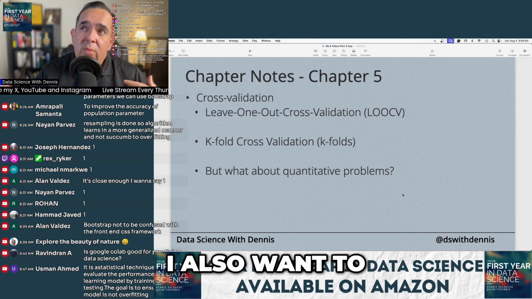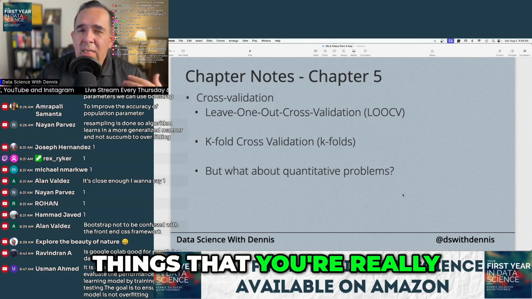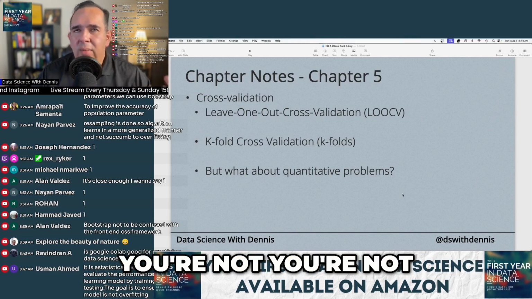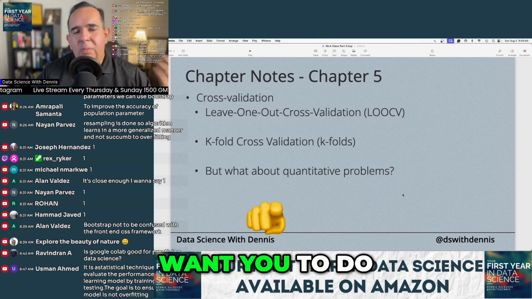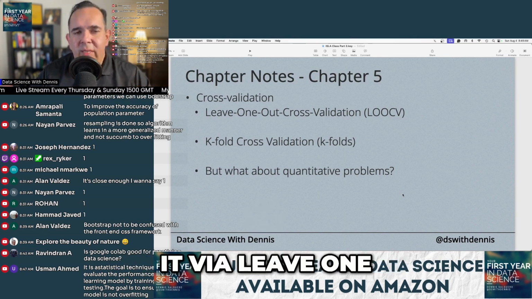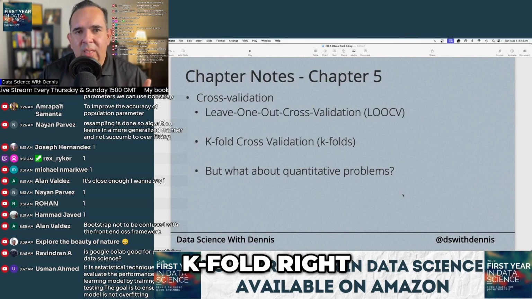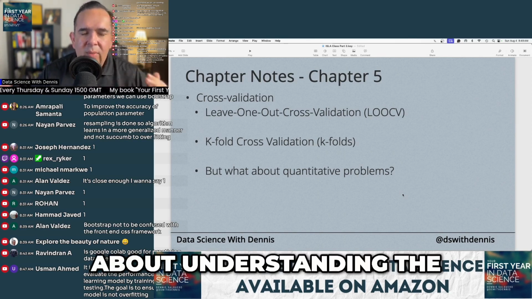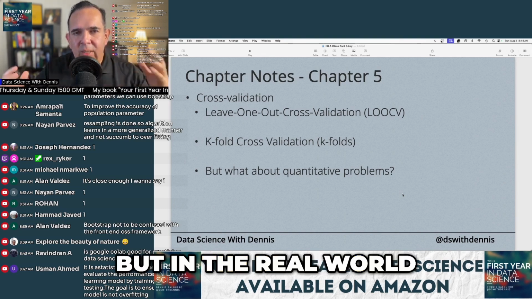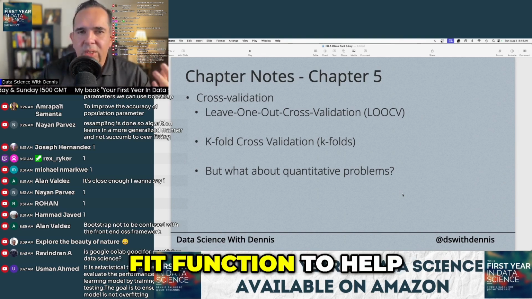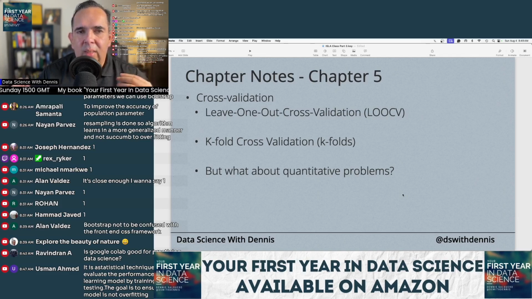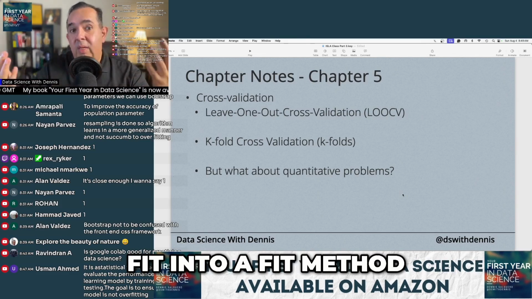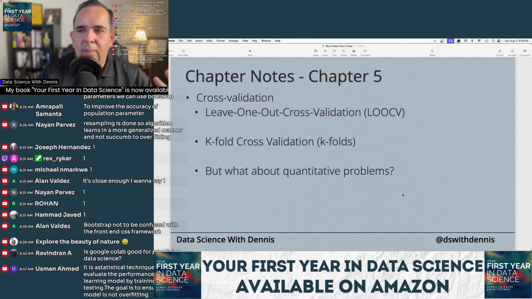And again, I also want to point out that this is one of those things you're not always explicitly choosing in your code. You're not always saying, I want you to do cross-validation, and I want you to do it via leave-one-out, or it has to be via k-fold. This is more about understanding the theory and the process. In the real world, you're just going to be using a fit function to help you come up with a model. The libraries compress all of that for you into a fit method, a fit function.